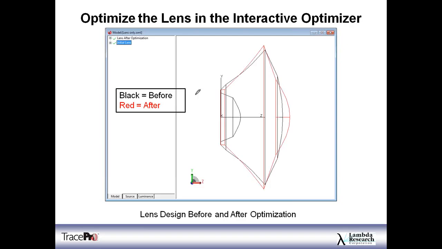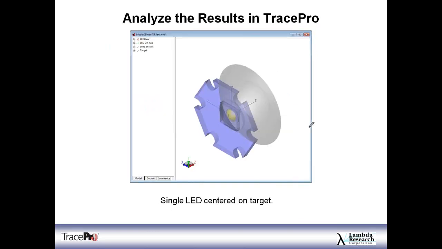A quick look here before we go on is before and after. I think you always have to show a before and after shot. So the black outline here is our initial lens, and the red is what we came up with after running through that approximately 6 hours of optimization. So it did make some changes to the design, flattened it out a little bit, and added a little more curvature here to the front.